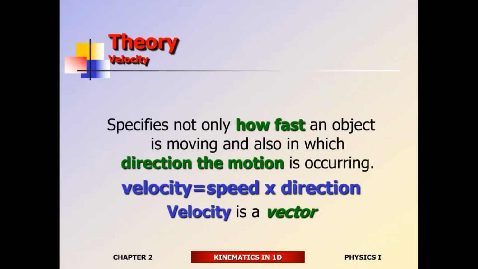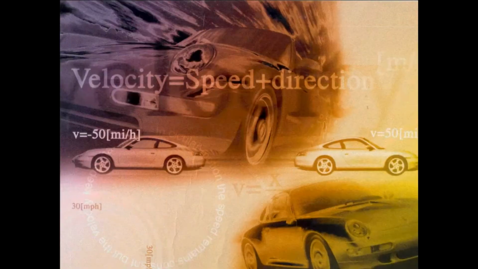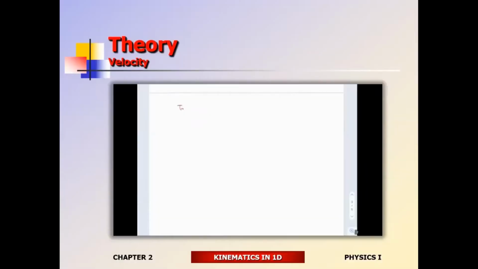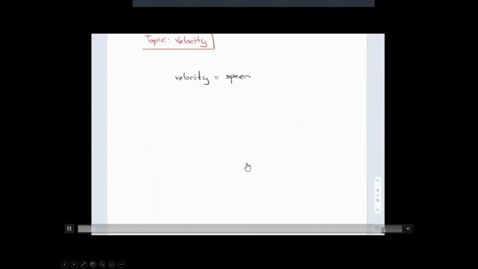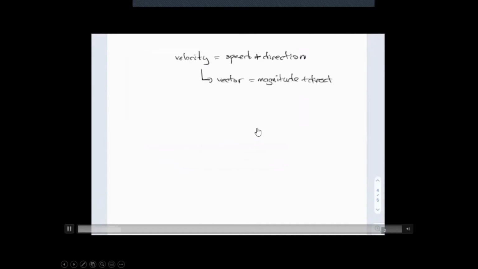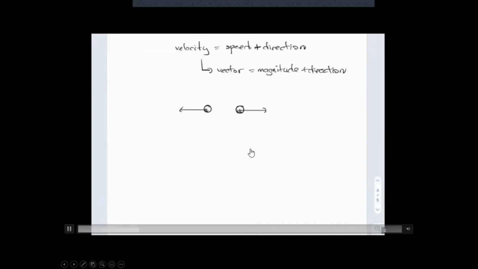Velocity is different from speed in the sense that now you have to account for the direction of motion. What if you have two objects moving at the same speed while moving in different directions? Would they still have the same velocity? They have the same speed, but obviously velocity depends on the direction. So if the direction is not the same, velocity is not going to be the same. So this is a basic introduction to vector calculus.